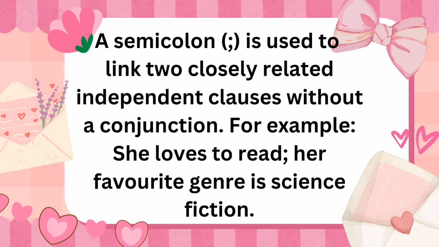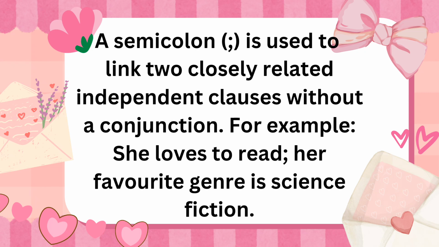For example, the sun set, semicolon, the stars appeared. The sun set is an independent clause. The stars appeared is another independent clause. Remember that the first clause here is closely related to the second clause. In that case, you don't need a coordinating conjunction. Instead, you make use of a semicolon. The sun set, semicolon, the stars appeared.